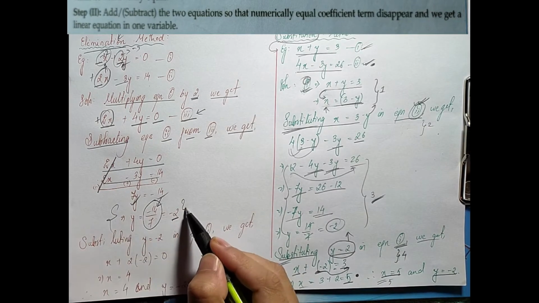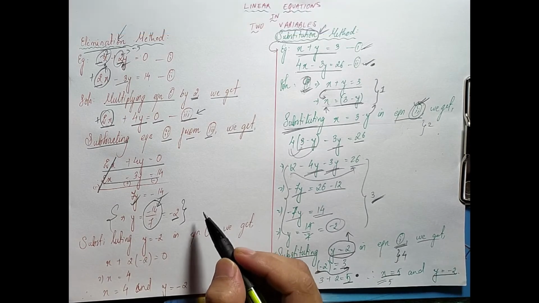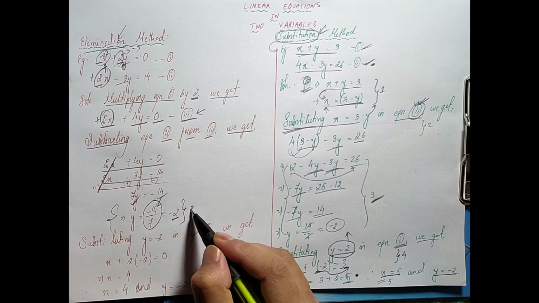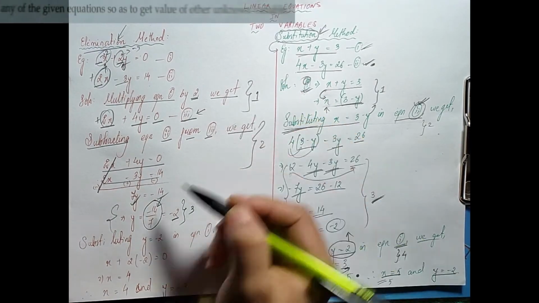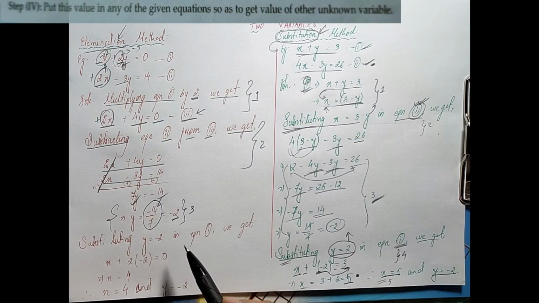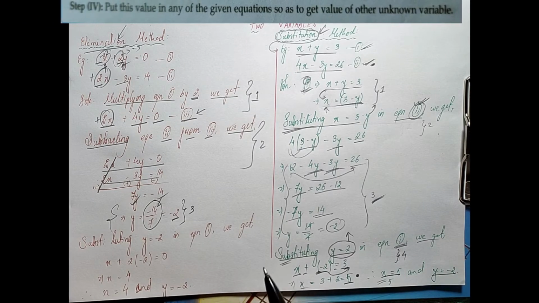This part is step 3, that is, solve the equation obtained in step 2 so as to get the value of one variable. So this is step 3, this is step 2 and this is step 1. Let's see step 4. Put this value in any of the given equations so as to get the value of the unknown variable.